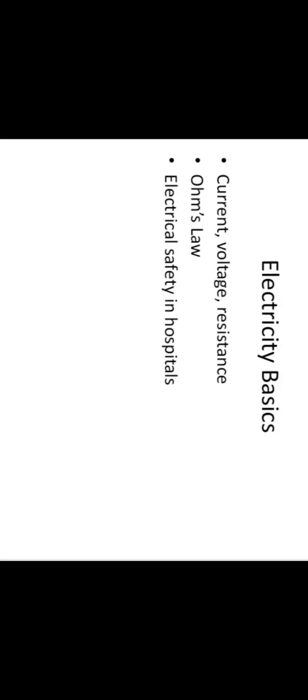Next we are going to look at current, voltage, and resistance. What is current? Current is the flow of charges. The flow of electric charges within a material is called current. Usually the unit of current is ampere.